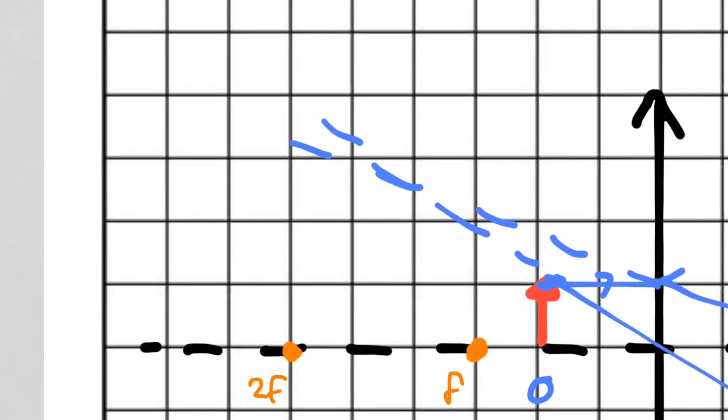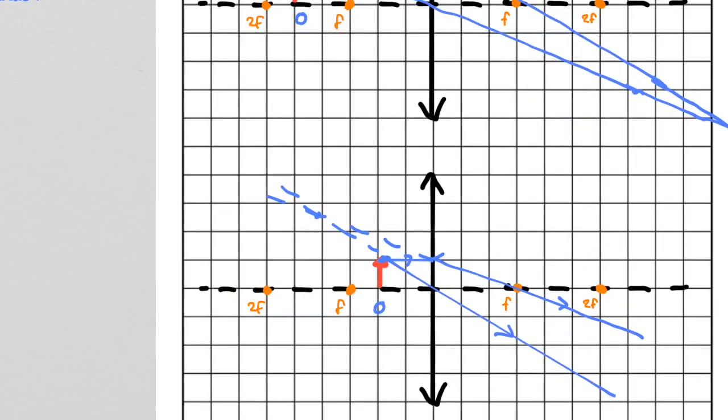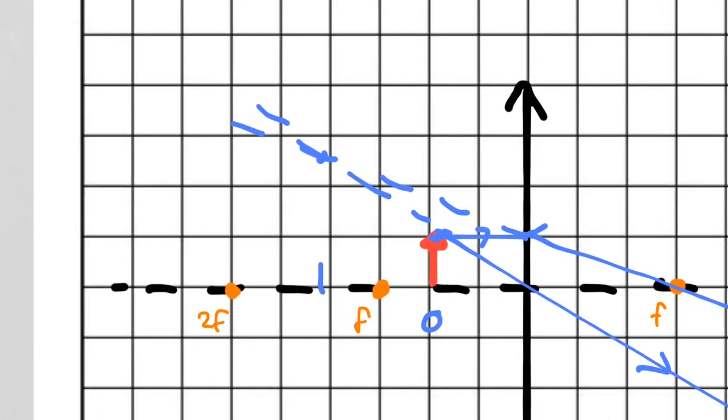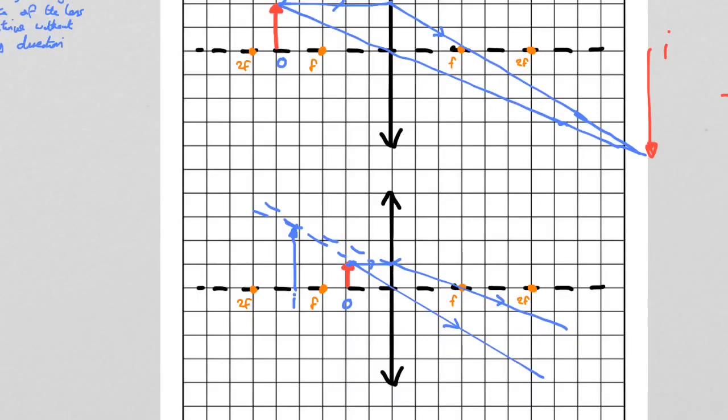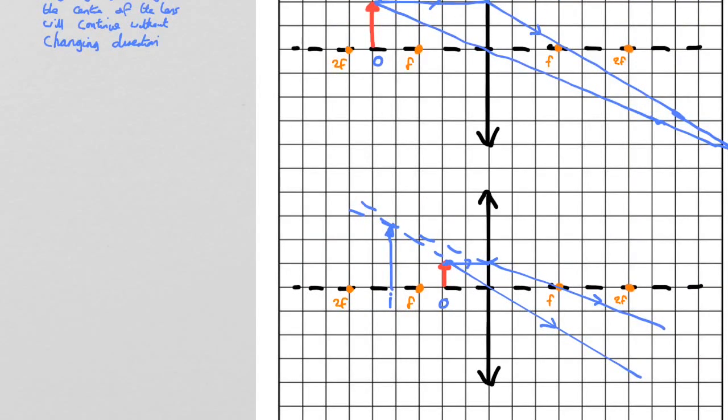If I backtrace the rays, they meet somewhere like here, don't they? So that means our image is going to form there, where they backtrace and combine. That's where our image forms. Now, this time it's bigger, so it's magnified again. It's the right way up, so it's not inverted. But it's also on the same side of the lens as the object.